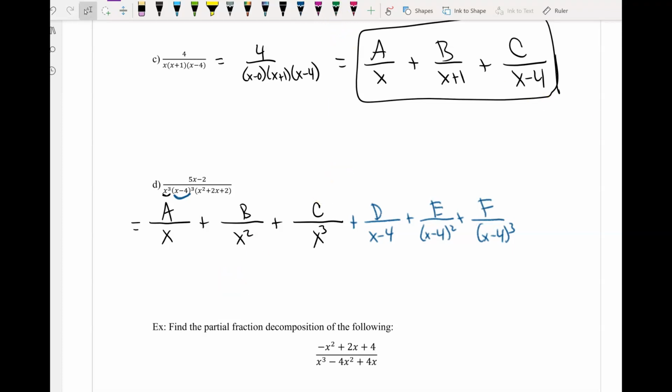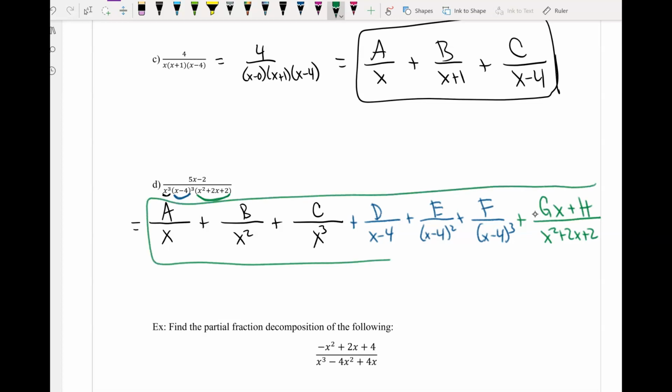And now we have our last thing that's not repeated at all. That's not repeated, and it's not factorable. So we're just going to write the same thing because it's not factorable. I can't factor this. And we're going to write a linear term on the top. So the next one's Gx plus H. Okay, so this whole thing will be my partial fractions.